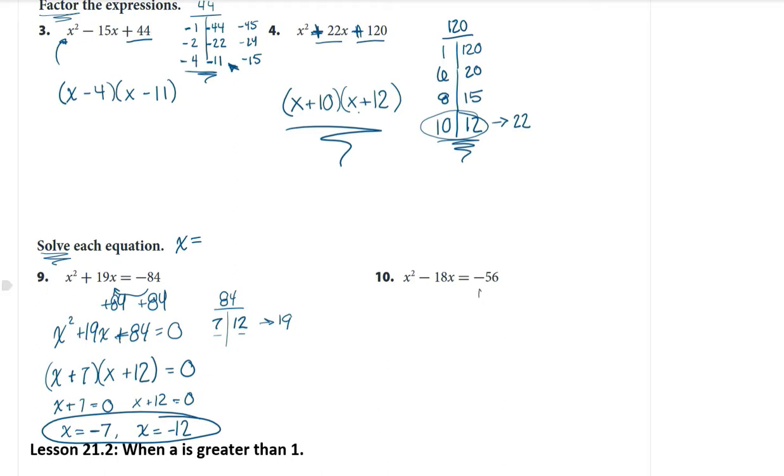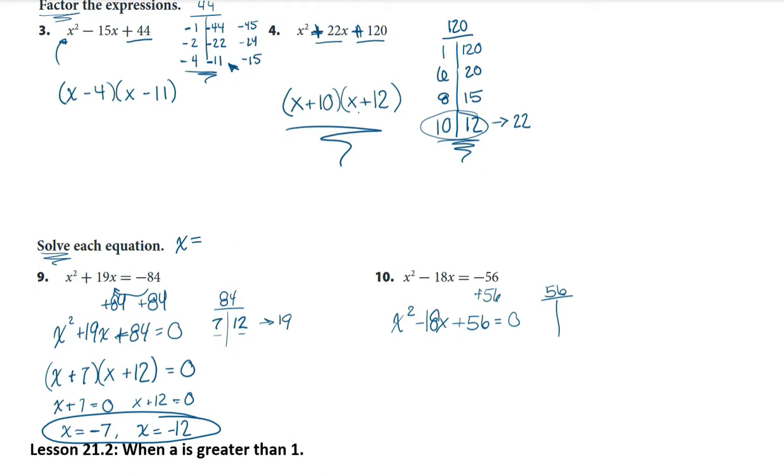Same thing on number 10. You would add 56 to both sides. So x squared minus 18x plus 56 equals 0. Now here's one of those where we have a plus sign and a minus sign. So that means when you're listing your factors of 56, they're both going to be negative because we want to get a negative 18 here.